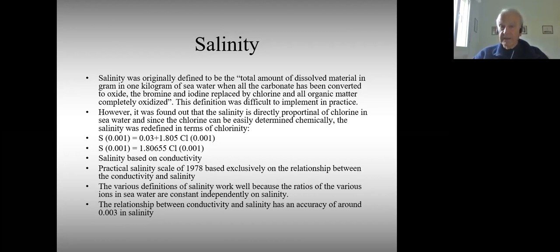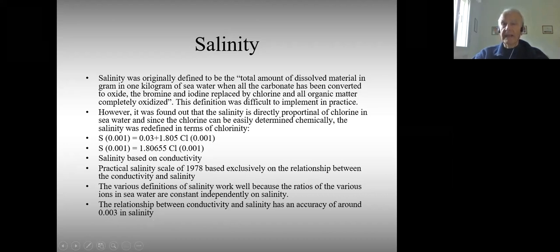The various definitions of salinity work very well because the ratios of various ions in seawater are constant independently of salinity. This is another important characteristic, which is essentially what the formula here says: the various ions are constant independently of salinity. So independently of how high the salinity is, this is a constant, 1.805. The relationship between conductivity and salinity has an accuracy of around 0.003 in salinity.